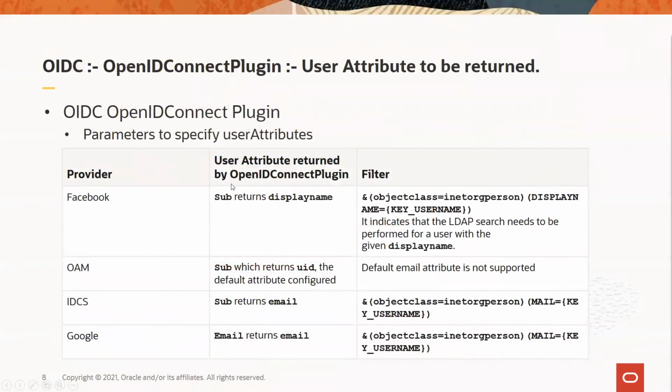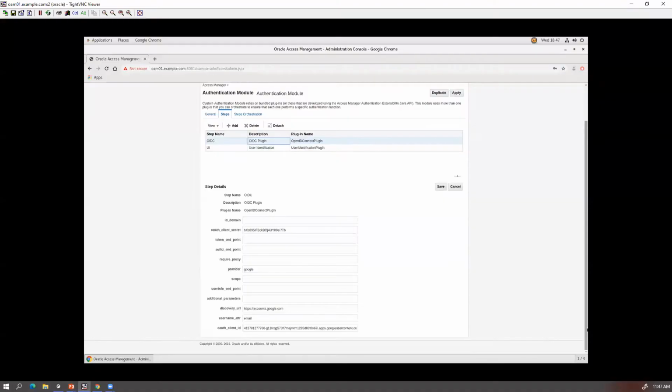Like the OpenID Connect plugin here, you see we have the user attribute which is returned by the OpenID Connect plugin, which we have seen earlier. Then we have this user identification plugin, where it has the key filter in seeing how this user is being retrieved. And then we have the user attribute, like in Google we have email, and we have the subject as email, then we have the relevant parameters here. Let's look into that user identification plugin here.